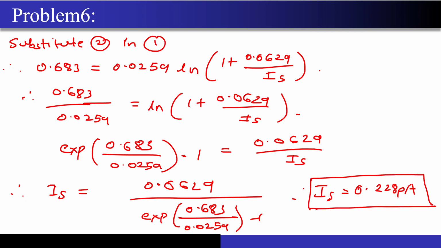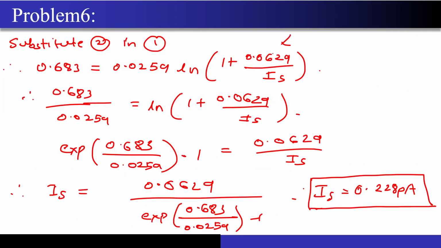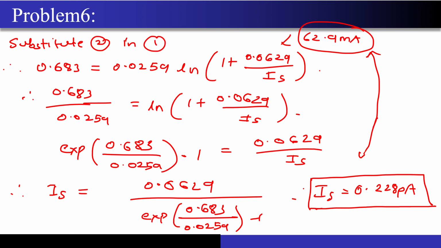0.228 picoamperes, a very small value. Just to give you an example, this is 0.228 pico. The number that you are seeing over here, IL, was around 62.9 milliampere. You remember in the previous question I had used an approximation and ignored this number 1. You can see if you take the ratio, this number is so huge compared to 1. I hope it is very clear now why the approximation of ignoring this one usually works in most of the cases.